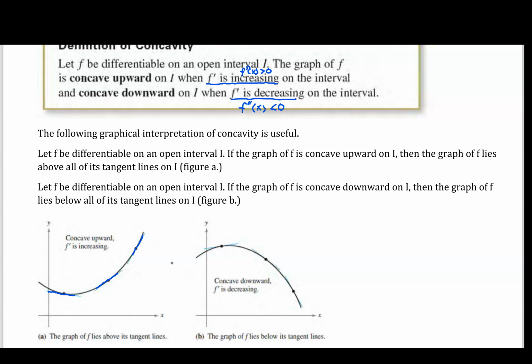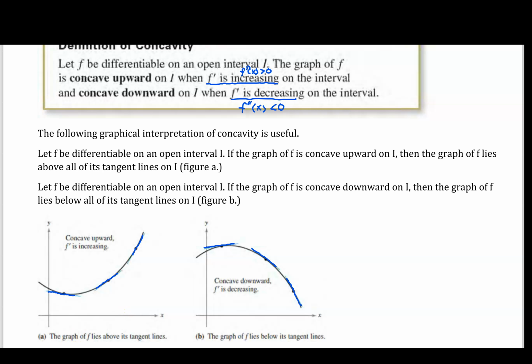Now, if the graph of the function f is concave downward, then, as you could see here, the graph of f lies below all of its tangent lines. So these are all the tangent lines, and the graph of the function is below the tangent lines. So for a function that is concave downward, the tangent lines are above the graph of the function, whereas if the function is concave upward, the tangent lines are below the graph of the function.